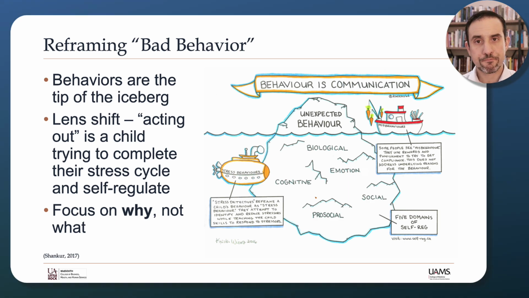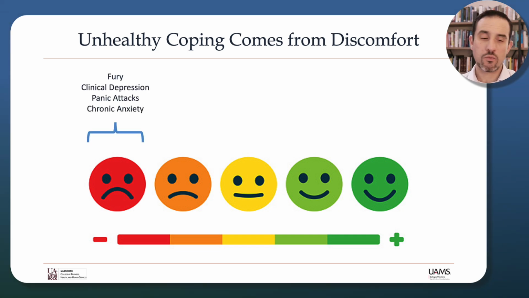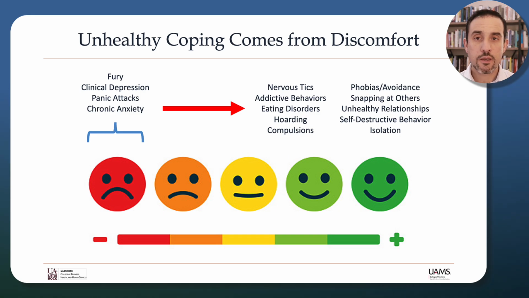The what matters, but the why also matters. Put another way, unhealthy coping comes from discomfort. When you feel really uncomfortable, if you think about emotions on a continuum, on one far side is where you have the very extremes, like you're very angry, depressed, anxious, etc. When we start getting down to this end is when we react by doing something that seems, at least in the moment, to help, like addictive behaviors, eating disorders, hoarding, cutting behavior, all those types of symptoms. It's all because there's an emotional need that feels like it's being met.